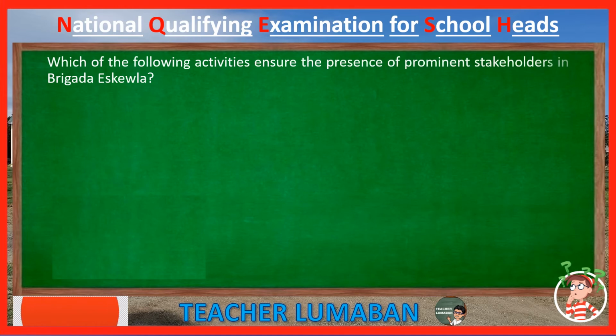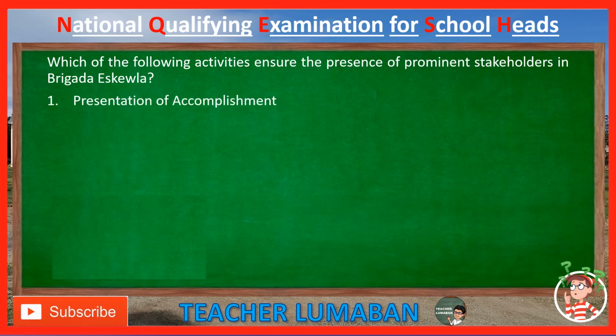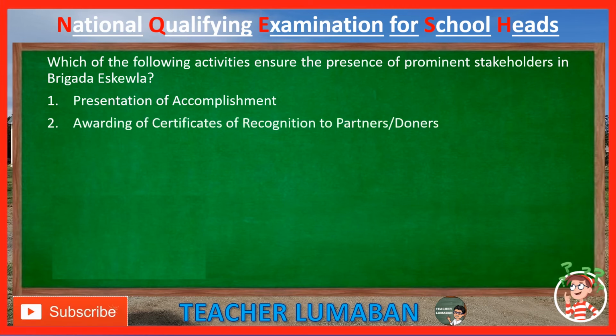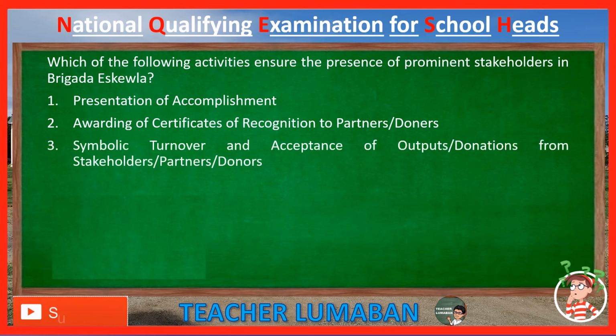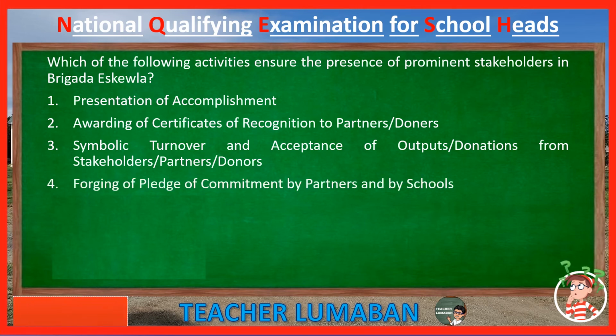Which of the following activities ensure the presence of prominent stakeholders in Brigada Escuela? 1. Presentation of accomplishment. 2. Awarding of certificates of recognition to partners/donors. 3. Symbolic turnover and acceptance of output/donations from stakeholders/partners/donors. 4. Forging of pledge of commitment by partners and by schools.